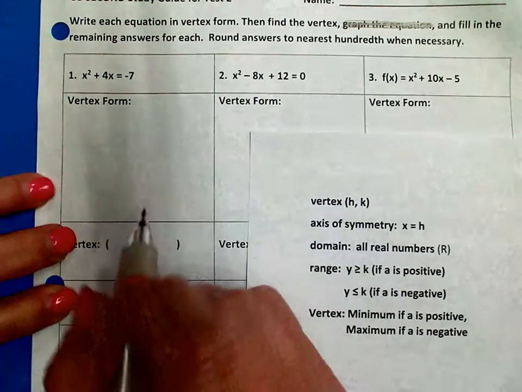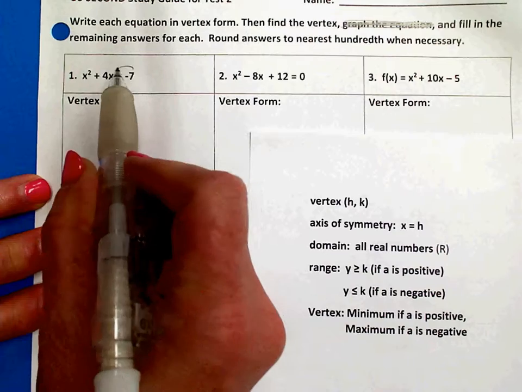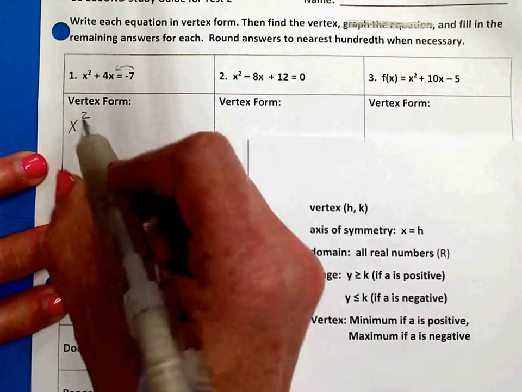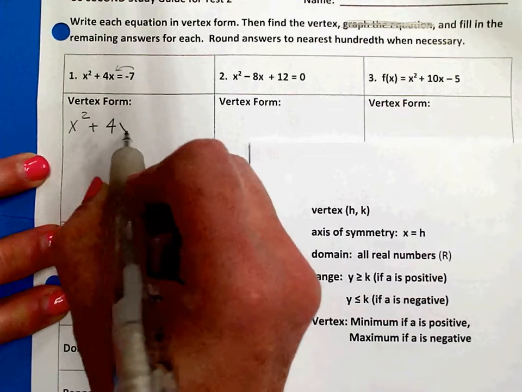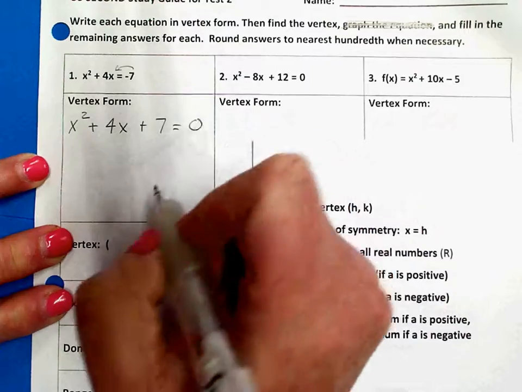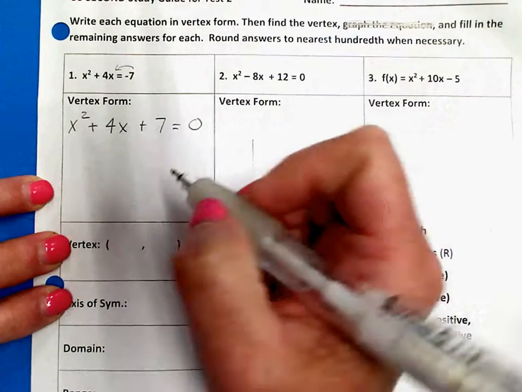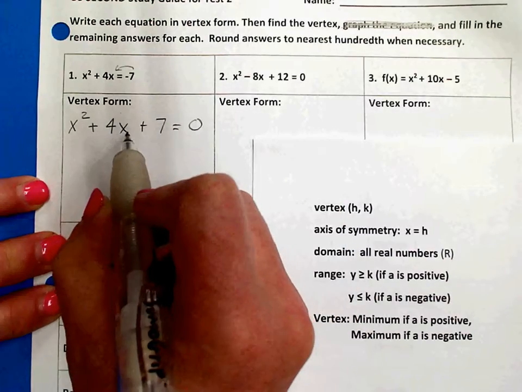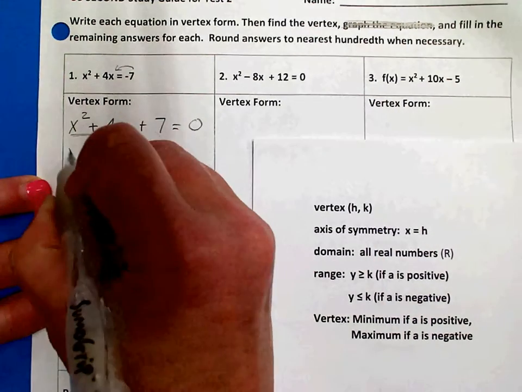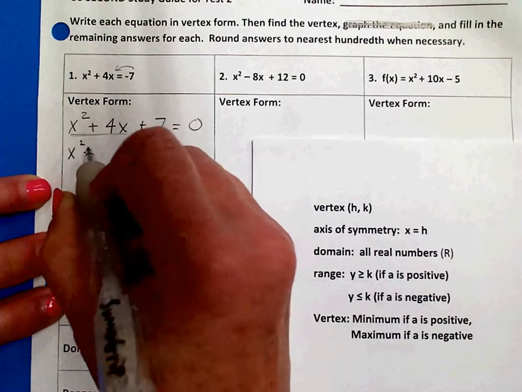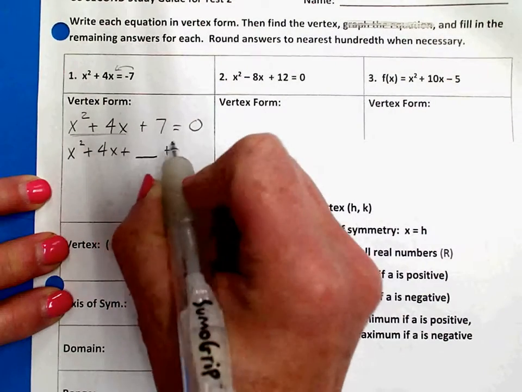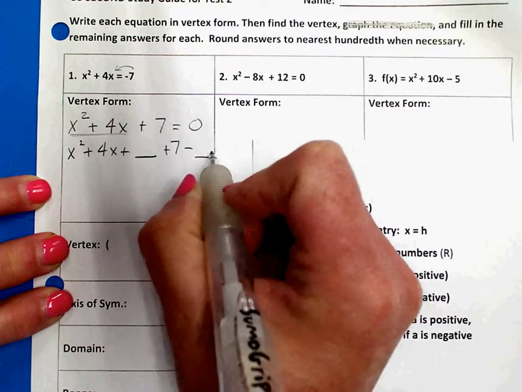In order to do that, first I'm going to move the 7 over to join the other pieces of the equation. And when I move it over, it's going to get a sign change, so now it's positive. And make it equal to 0. Then, I know that I need to add something right in here to make this a perfect square trinomial, so I'm just going to get ready for that. I'm going to scoot my 7 over and put my plus and minus signs for the blanks that I'm going to add.